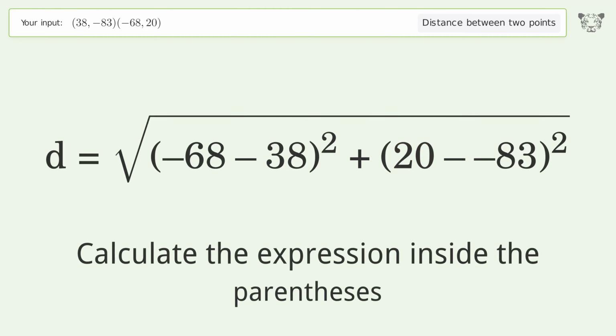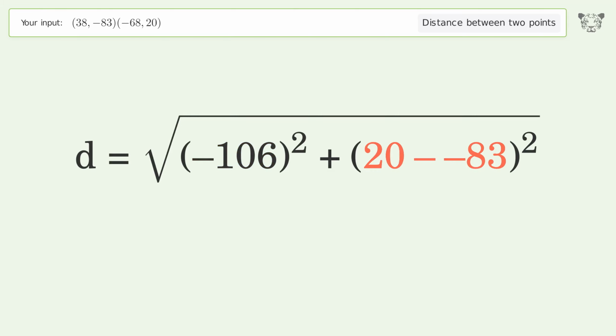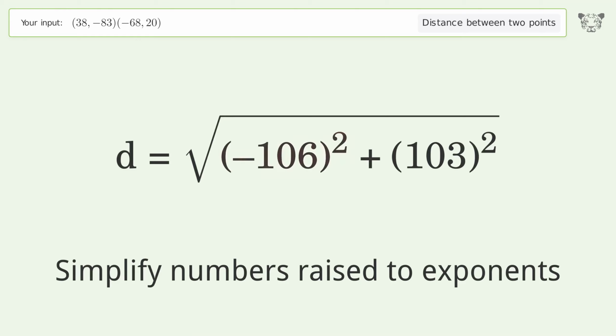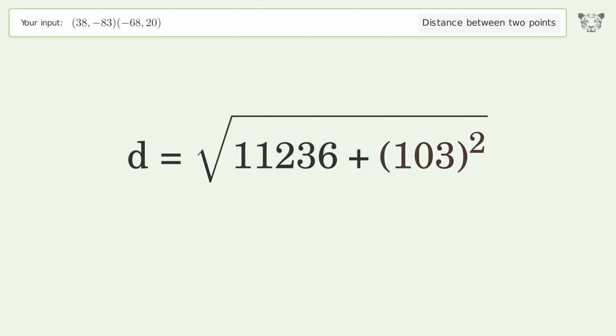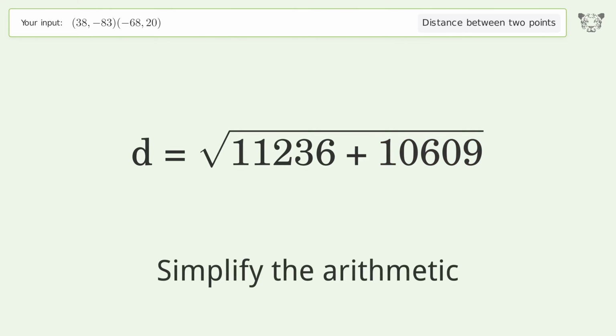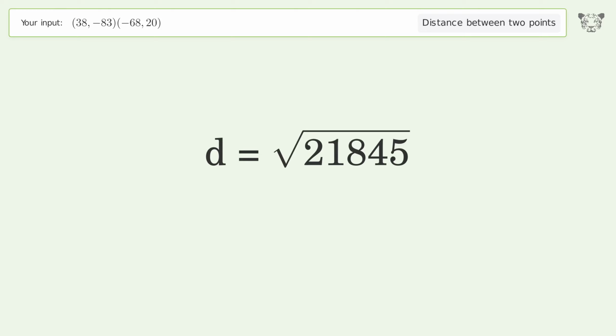Calculate the expression inside the parentheses. Simplify numbers raised to exponents. Simplify the arithmetic. And so the distance between the 2 points is the square root of 21,845, or 147.801.